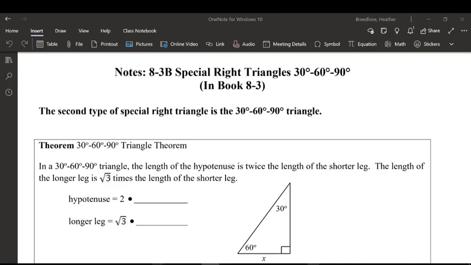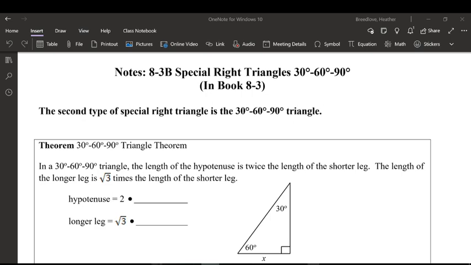All right, so this is the second day of special right triangles. Today's is a 30, 60, 90 triangle, and that's referring to the degrees of the triangle's angles. The theorem is: in a 30, 60, 90 triangle, the length of the hypotenuse is twice the length of the shorter leg, and the length of the longer leg is square root 3 times the length of the shorter leg.